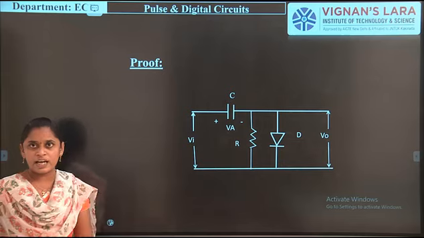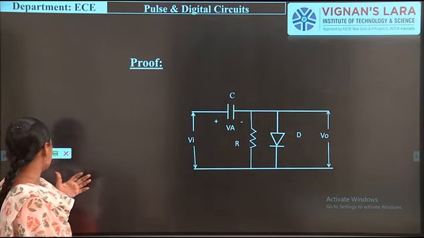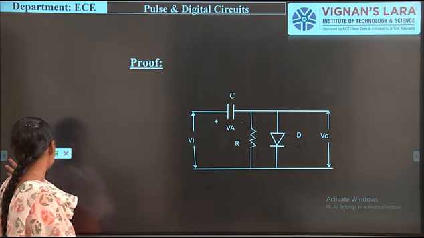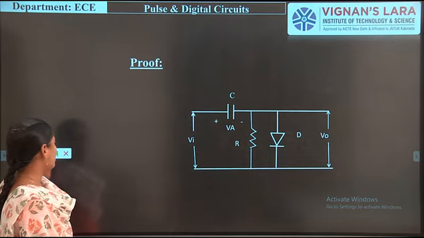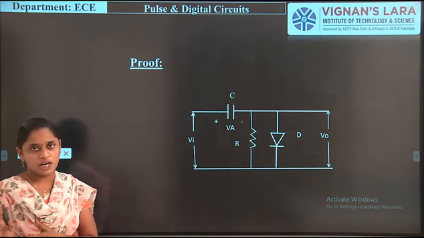So this is the circuit diagram of the clamping circuit. Simply, we have to add a resistor across the diode. That is the only difference between the previous one and this one. We have to discuss what the circuit is, what the output waveform is, and what we have to prove.